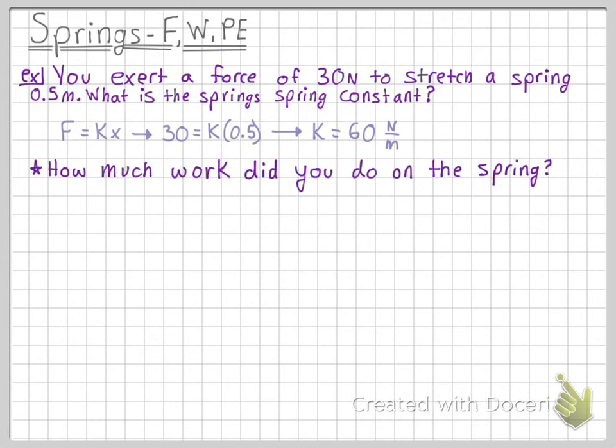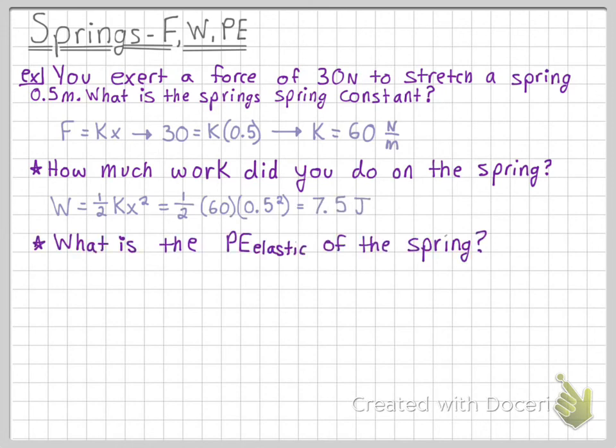Next, we must find how much work you did to position this spring. To answer this question, we will simply look at our equation that we just found, which is work equals 1/2 kx squared. When we plug in our known values and solve, we see that the work is 7.5 joules. Finally, we could be asked to find the potential energy of the stretched spring. As we mentioned before, the elastic potential energy is just equal to the work an agent must do to position the object. So therefore, the elastic potential energy must also equal 7.5 joules.